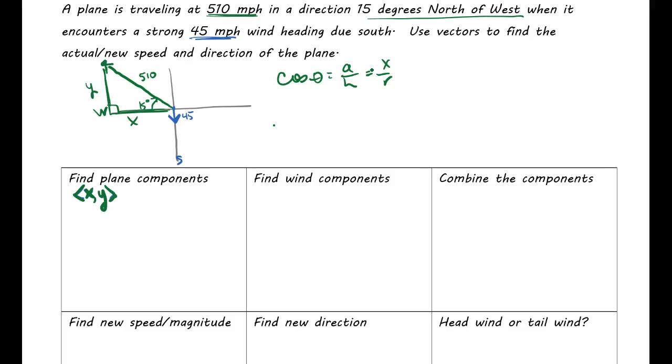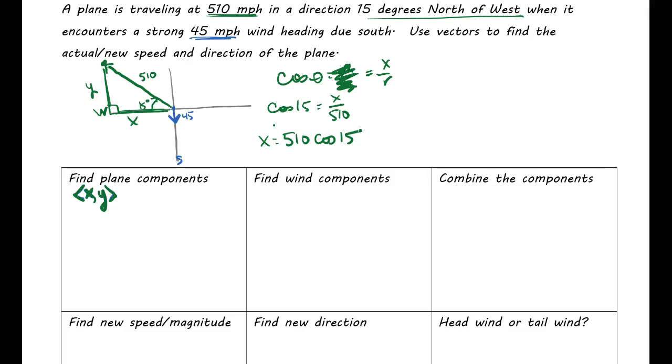We talked about both of those over the last couple of weeks, so use either formula that you want. I'm going to go with x over r, just because I've got an x staring at me and I've got an r staring at me. And I know the angle for this one, so the cosine of 15 is equal to x over 510. So whenever you go to solve for x, maybe multiply both sides by 510. And that's going to be our answer.